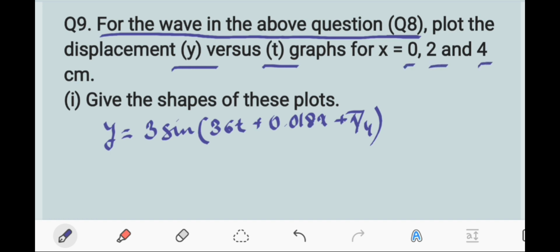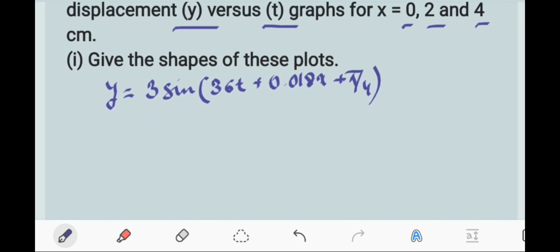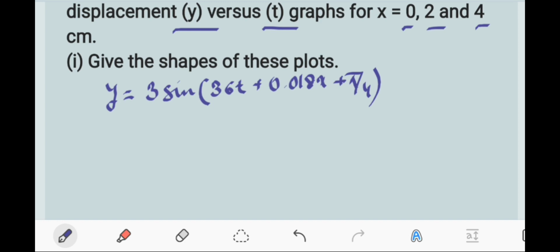Now students, I will not solve it. I will just give you a hint how these kind of questions are solved. Now when we are asked to put x equal to 0, so let's put x equal to 0 first.